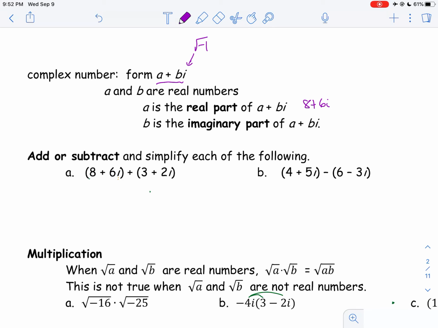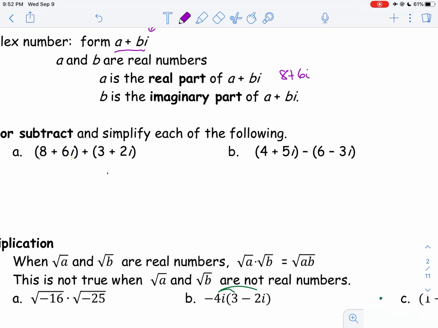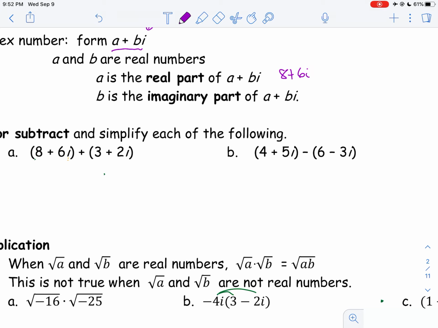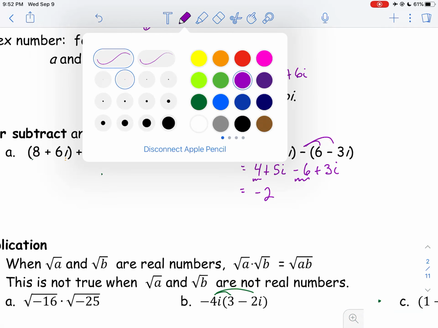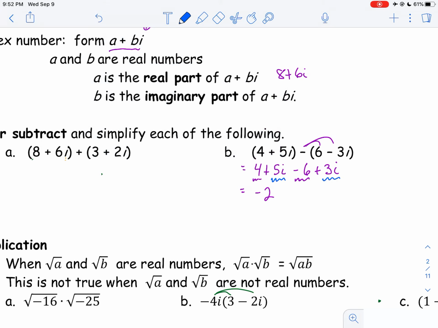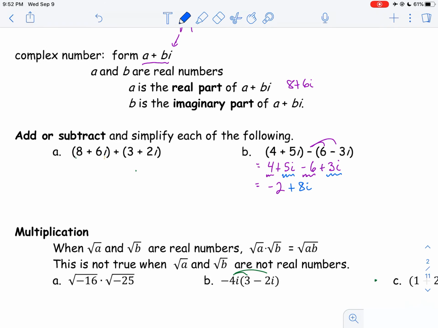This is a complex number, and so I'm actually going to do part B for now, because subtraction's a little bit more tricky. I think if you pause this, you'd probably be able to do this on your own. What we need to do is distribute that negative sign, and then just combine like terms. So that gives me 4 minus 6, that's -2, and then 5i and 3i gives me 8i. And so that's how I would subtract two imaginary numbers.